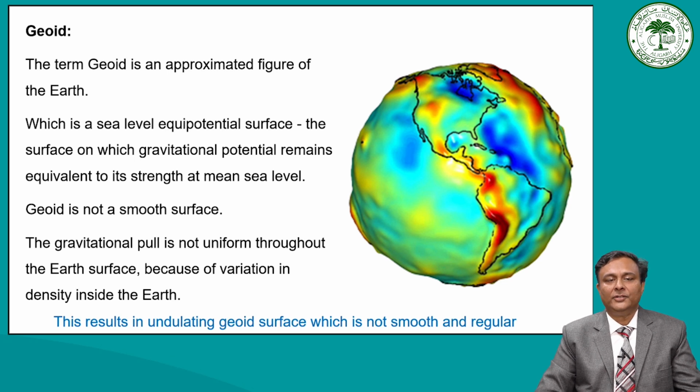So in that context, geoid is the term for an approximated figure of the Earth, which is a sea level equipotential surface. The surface of the gravitational potential remains equivalent to its strength at mean sea level. Geoid is not a smooth surface. The gravitational pull is not uniform throughout the Earth's surface because of variation in density inside the Earth. This results in an undulating geoid surface which is not so smooth and regular.